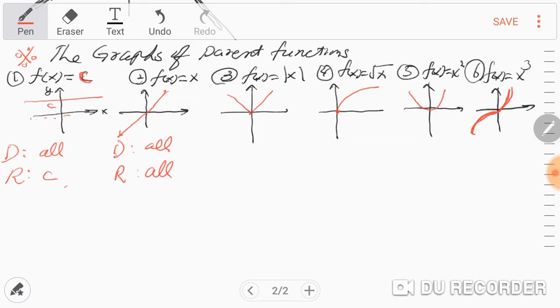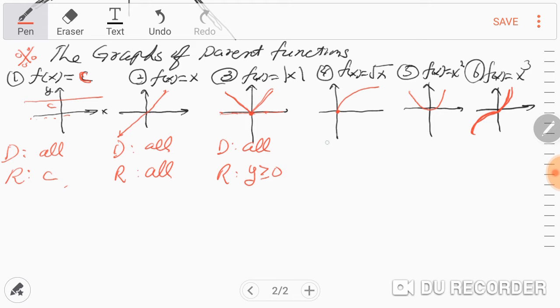How about the absolute value of x? The domain is, x can be any real number, it doesn't matter what the x value is. So all real numbers. How about the range? The range, the y value is greater than or equal to 0. As you can see here, the minimum y value is 0 and it's going up. So y is greater than or equal to 0, which is the range.